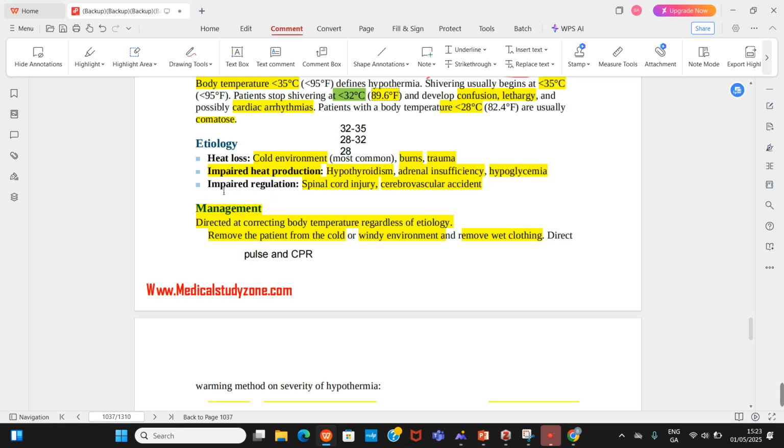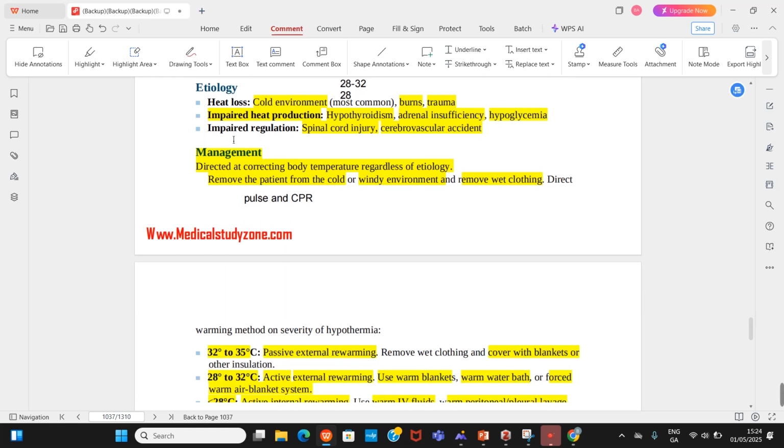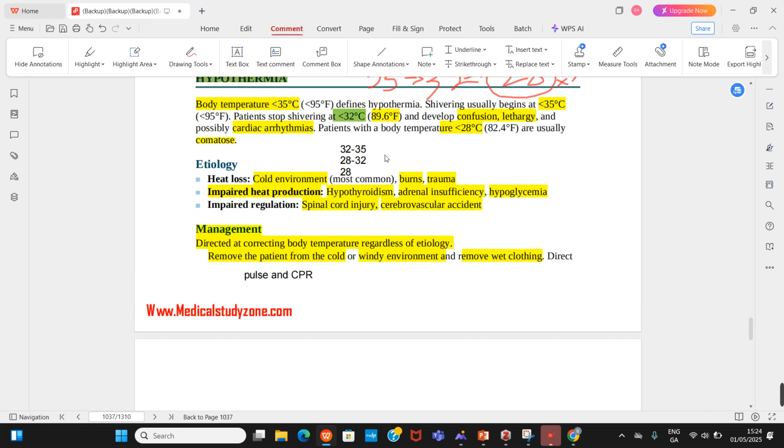It could be from impaired regulation. This is more likely to be from a CNS problem. Remember all those nuclei in the hypothalamus, the anterior and posterior nuclei that help to regulate temperature. And of course, somebody with spinal cord injury too, the sympathetic tracts are taken off, so you don't have anything that can drive that adrenergic response to increase body temperature. So they can be hypothermic. So what we normally do, regardless of the etiology, the first thing to do is, if the person is drowned, take the person out of water.